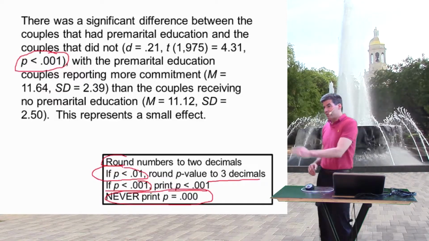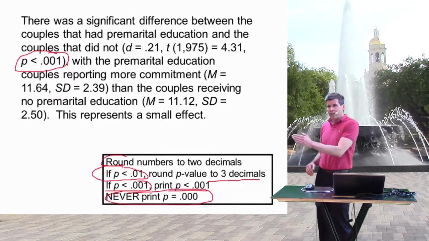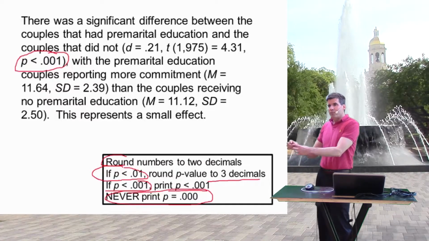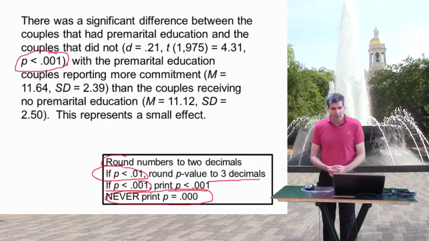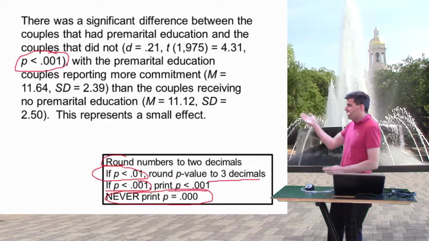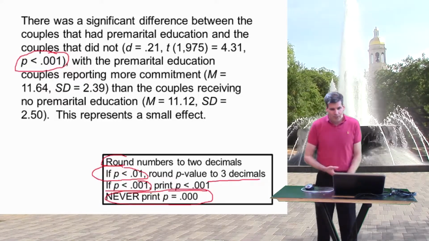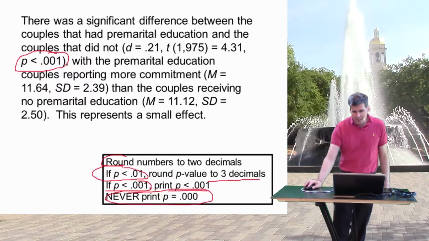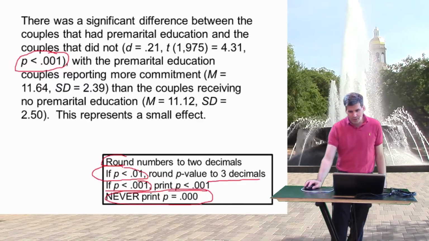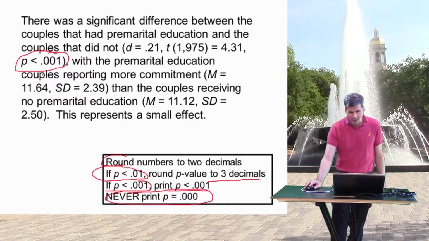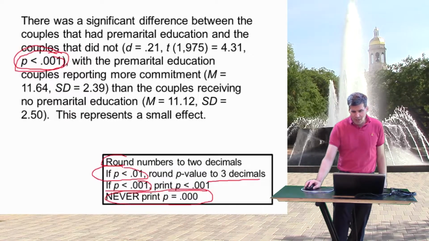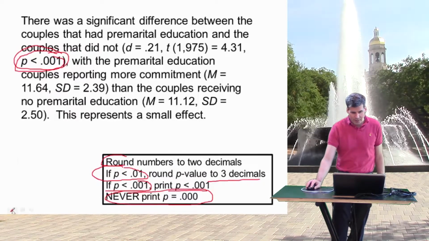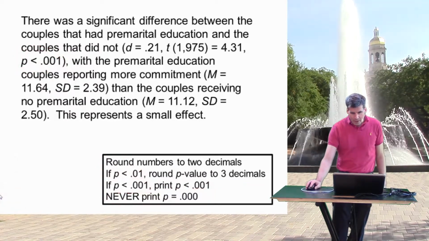That's the thing: if it's a test or if it's entering stuff on Canvas and I say, give me the p-value exactly as printed, then I want you to give me whatever's printed there. But for a written summary of the results, never print p is equal to 0 or p is equal to 0.000. Never print that. So in this case, I write p is less than 0.001 because it just rounded to 0 on the SPSS output.